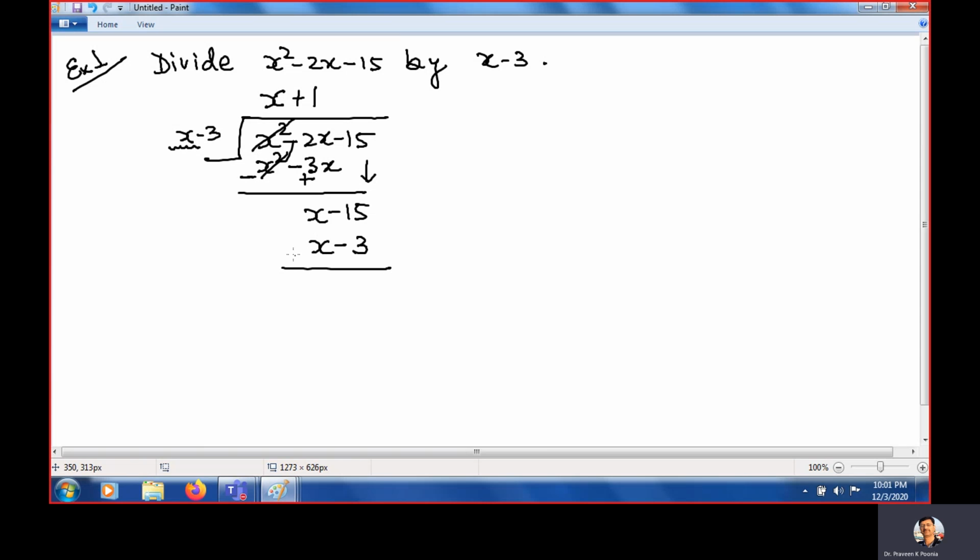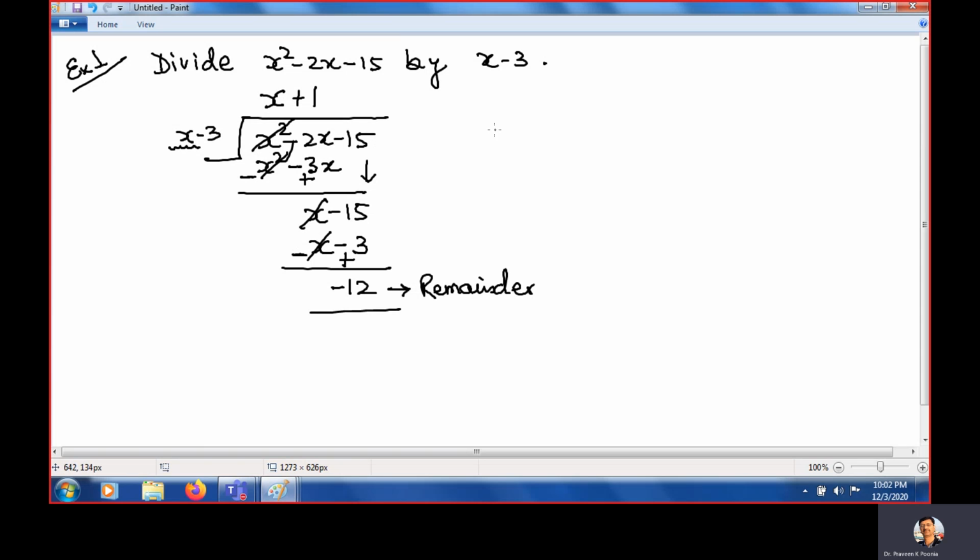Now subtract. It is minus, and this minus changes into plus. That you need to remember. So x minus x is 0. Minus 15 plus 3 is minus 12. So minus 12 is the remainder. Please listen carefully. It is the remainder.